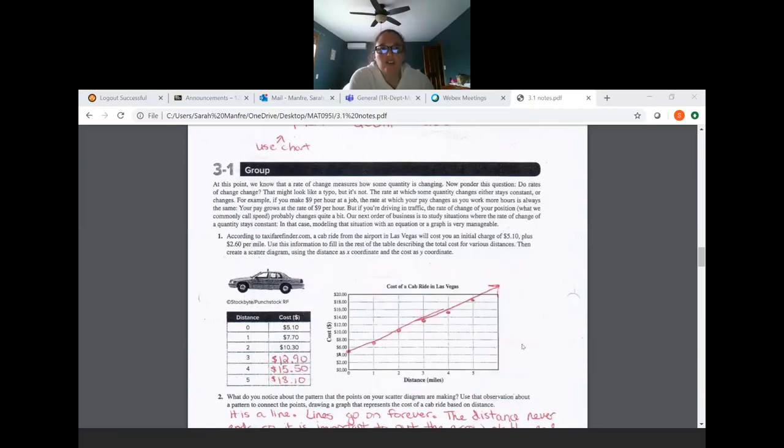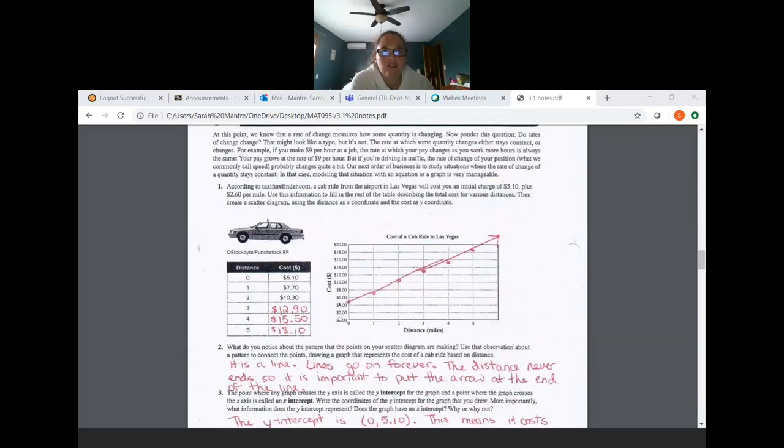All right, so these are the solutions to the group work. We have this problem about a taxi company. You're taking a ride from the airport in Las Vegas that has a charge of $5.10 just to get into the car, and on top of that, they charge $2.60 per mile. They ask you to use that information to, one, complete the chart, and two, plot the points to create a graph.